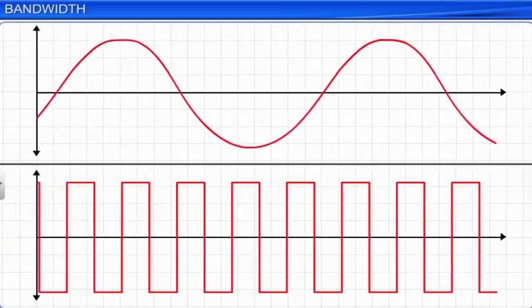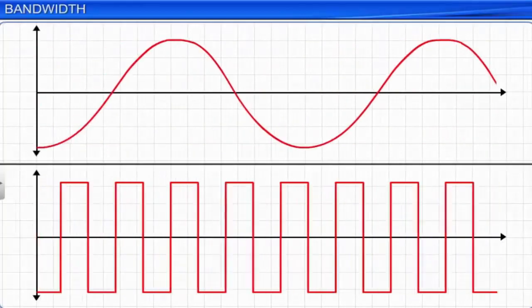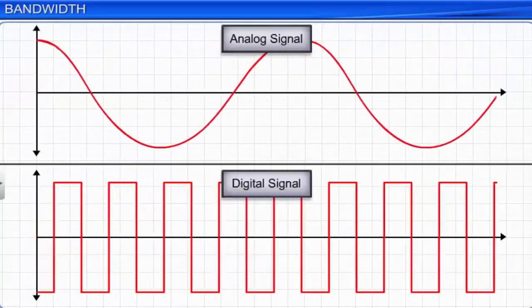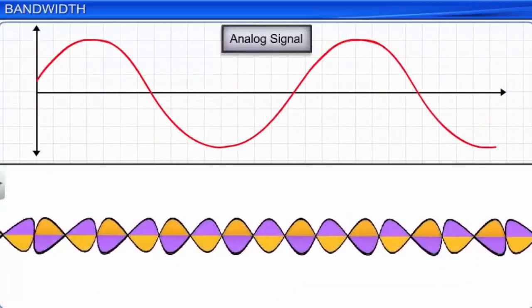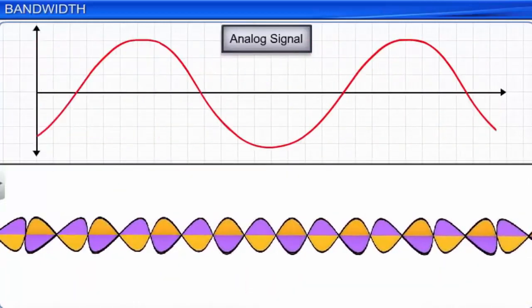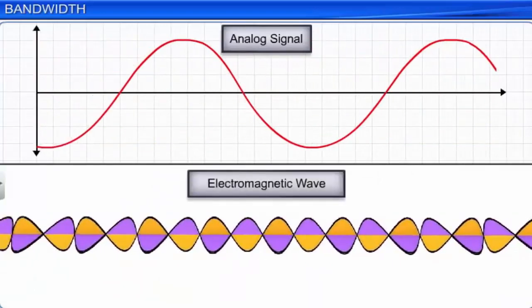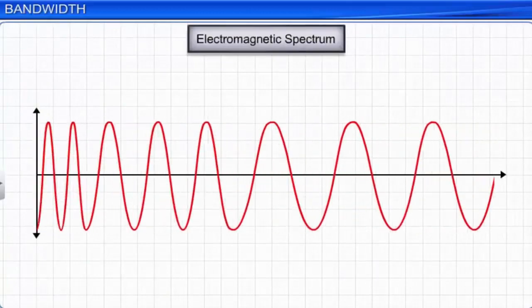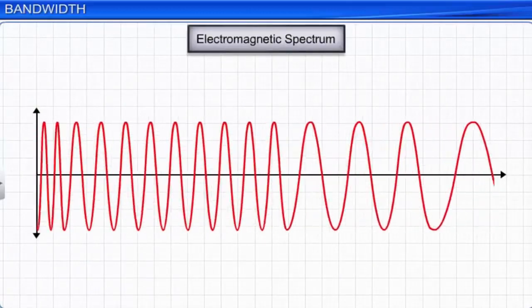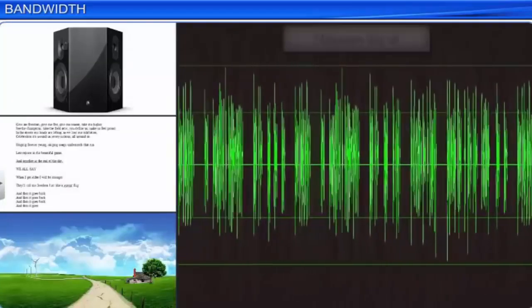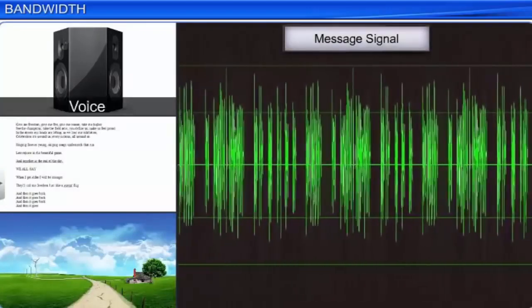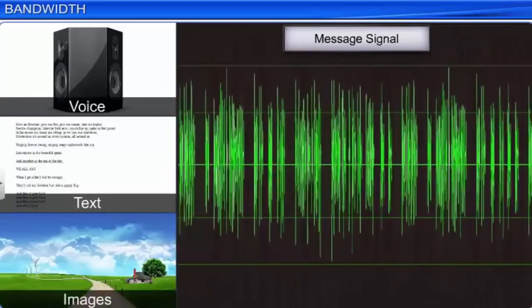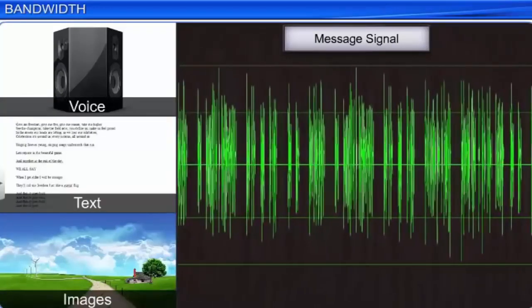We have learnt earlier that communication systems are used to transmit both analog signals as well as digital signals. Analog message signals are transmitted over long distances as electromagnetic waves. The electromagnetic spectrum acts as the mode of transfer for information. The information contained in a message signal may be voice, text, images, videos, or some other form of data.